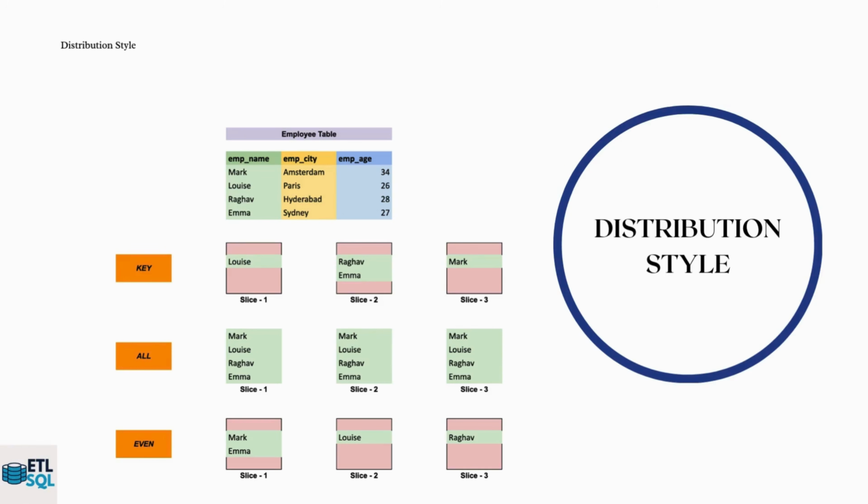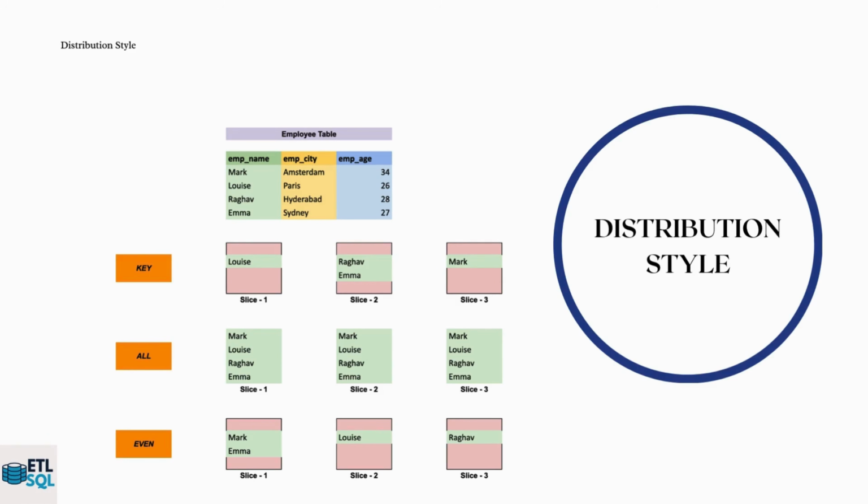The next distribution type is even. So this is a default mode also, and it distributes rows evenly across the slices using a round robin fashion. And it is best for tables that do not participate in joins frequently and there is no clear unique key available in the table. The third option is all distribution. So the entire table is replicated across all nodes. This is best for small lookup tables used in joins.